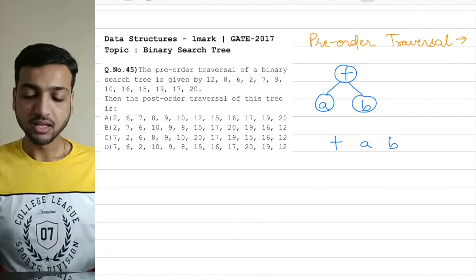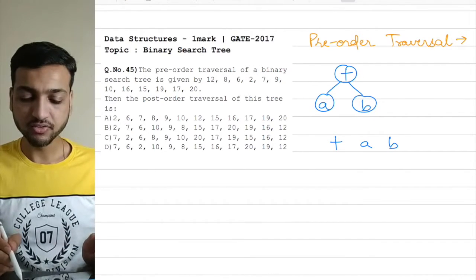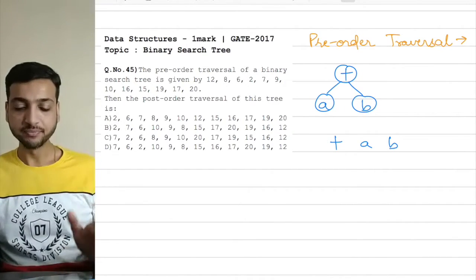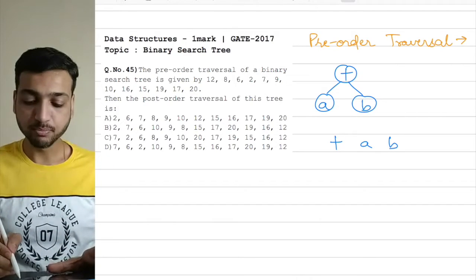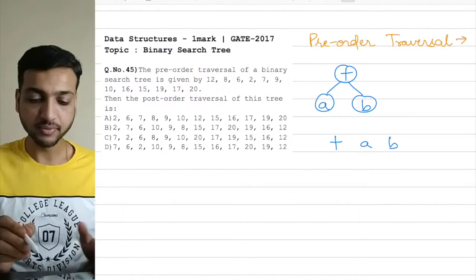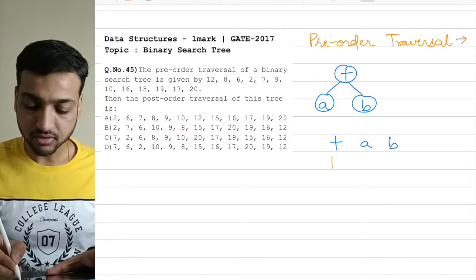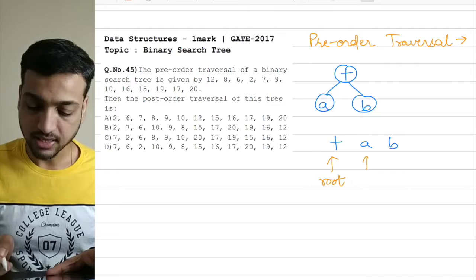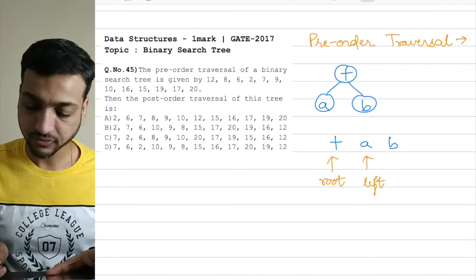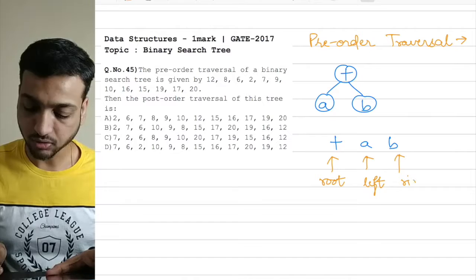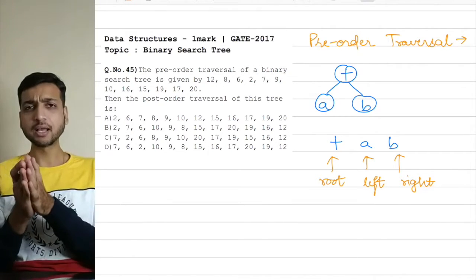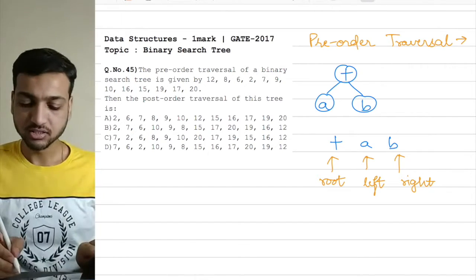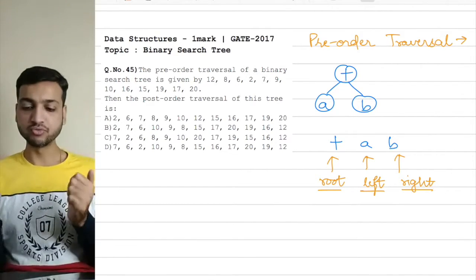So as you can see here, if this is my tree with plus as the root and A and B as left and right child, then the pre-order traversal of this tree is plus A, B. Now the point that we should note here is, first we visit the root. So let me write it down. First we visit the root, then we visit the left of the tree, and then we visit the right of the tree. So this is a quick recap of how pre-order traversal works. The root, then the left, and then the right. Root, left, right. This is how we are going to visit.